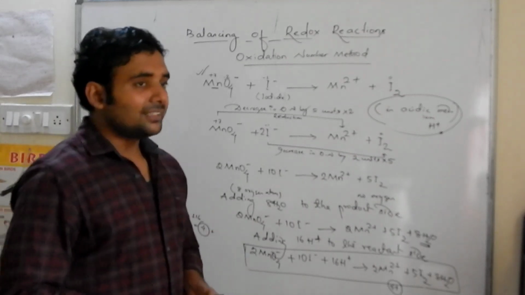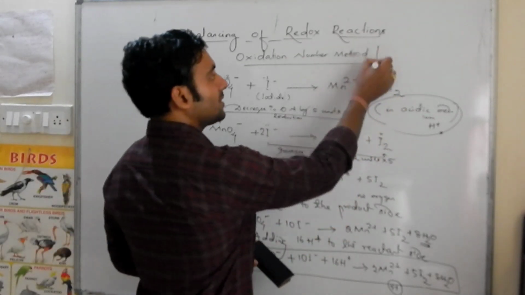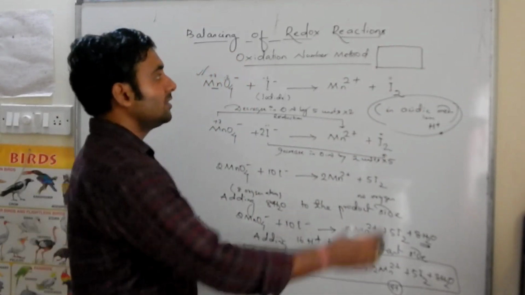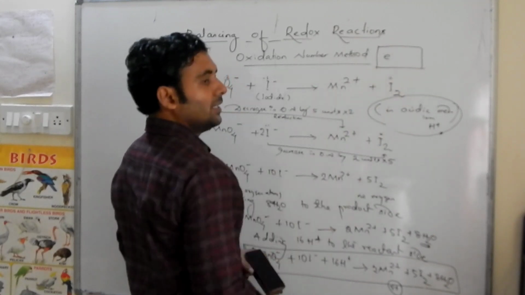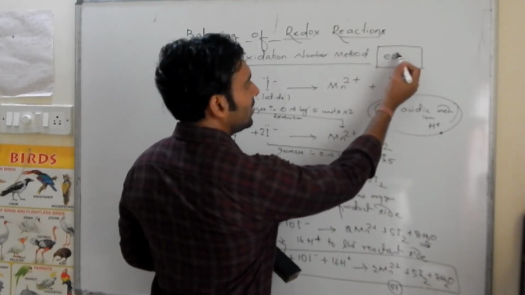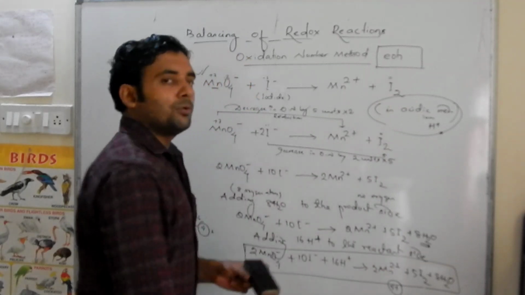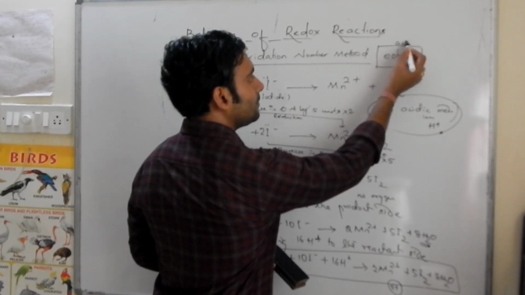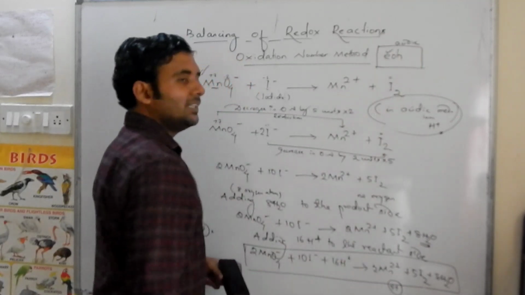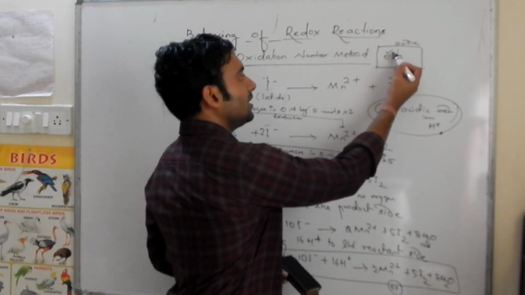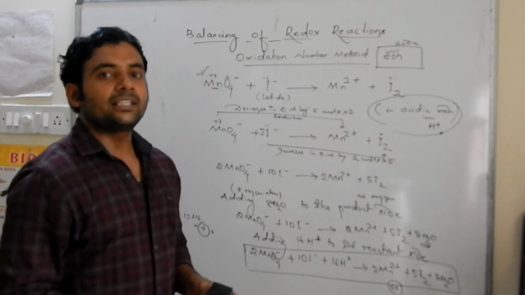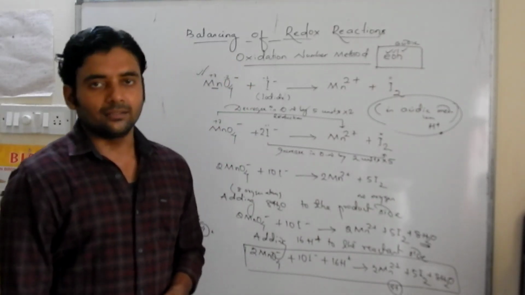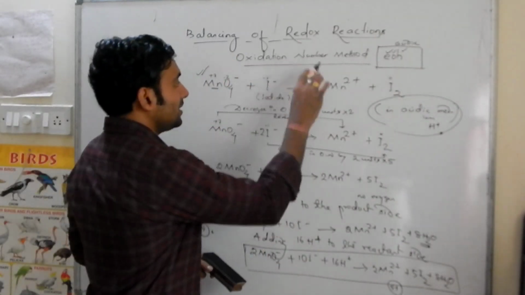In short, how to remember these steps while balancing redox reactions? Simply, first balance the electron, then balance the oxygen, then balance the hydrogen. So we can refer to it as EOH. This is applicable for acidic medium. First balance the electron, then the oxygen. While balancing the oxygen you can take the help of water molecules, and for balancing hydrogen take the help of H+ ions. So this is the oxidation number method.